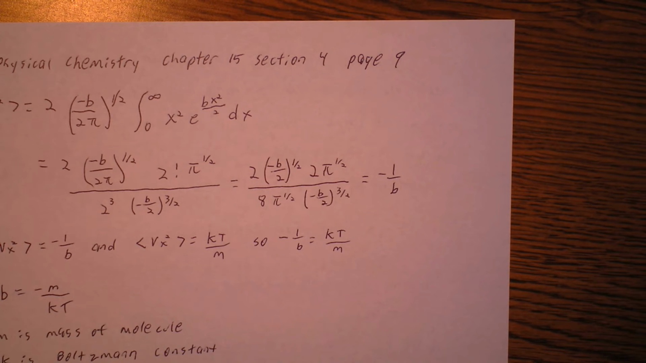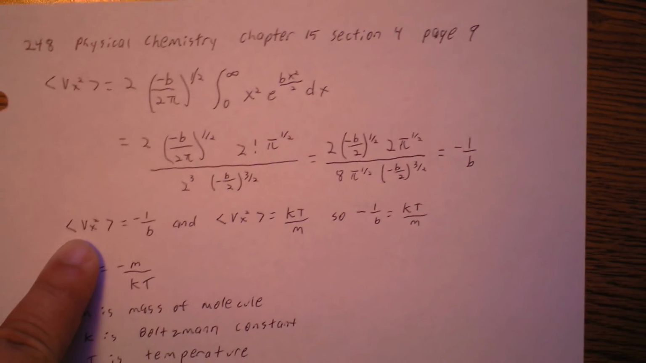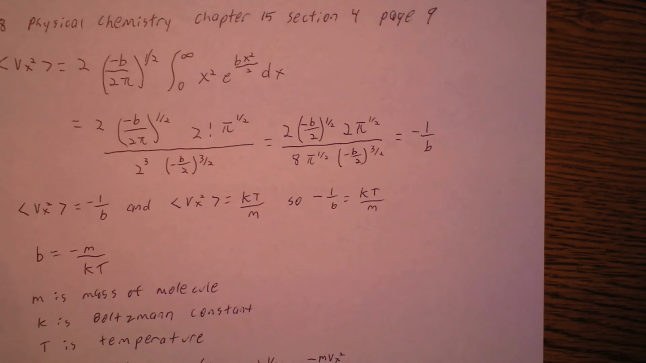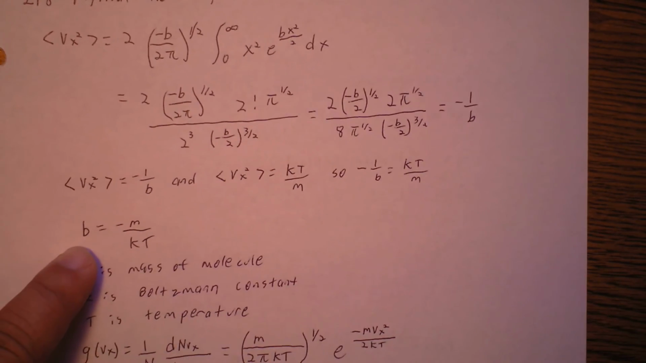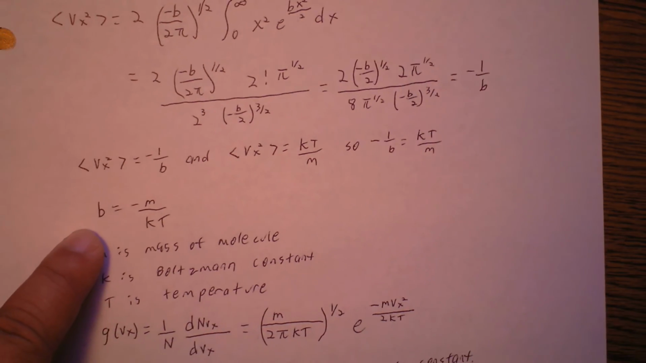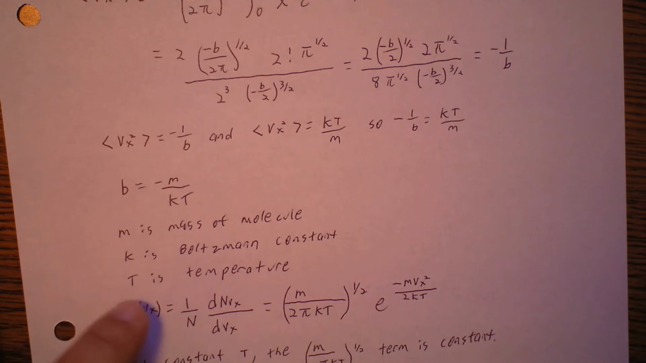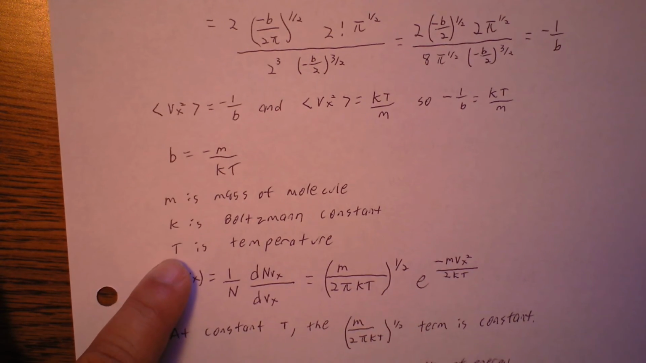So the average x component of velocity squared is just equal to minus 1 over b, and average vx squared is equal to kT over m. So minus 1 over b is equal to kT over m, and b is equal to minus m over kT. Now remember, m is the mass of one molecule, k is Boltzmann's constant, and capital T is temperature.